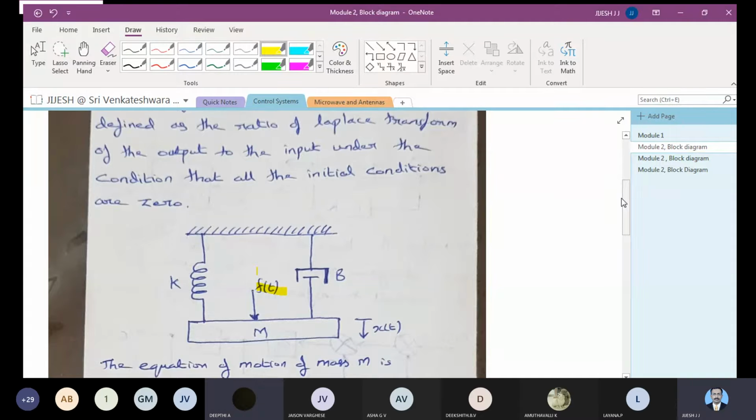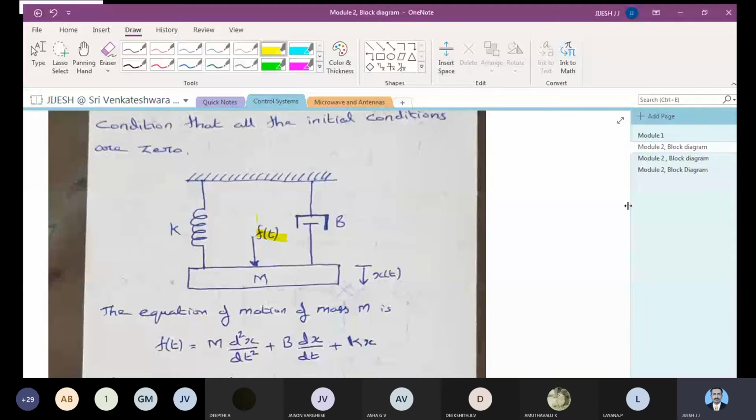m into d square x by dt square, plus kx, plus b into dx by dt. Fine. So f of t is equal to m into d square x by dt square plus b into dx by dt plus kx. That is the equation of motion for f of t. So all of you have completed till here?